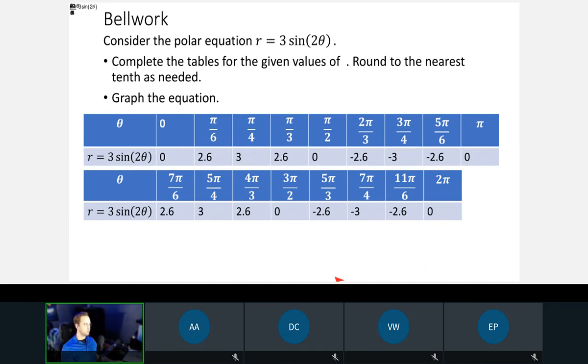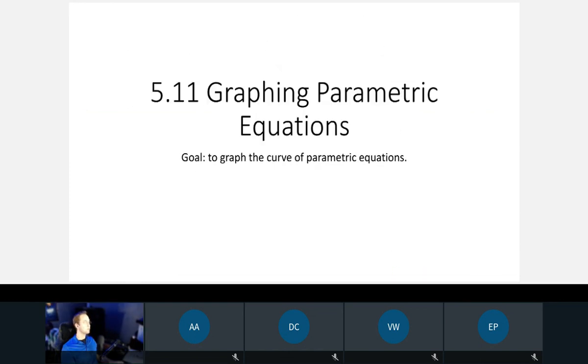All right, let's go on today's lesson. 5.11, day 1 of 3, we're going to graph parametric equations. We have a question in chat.